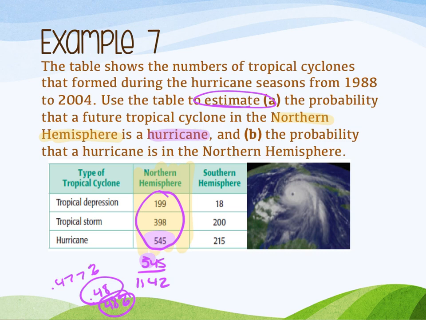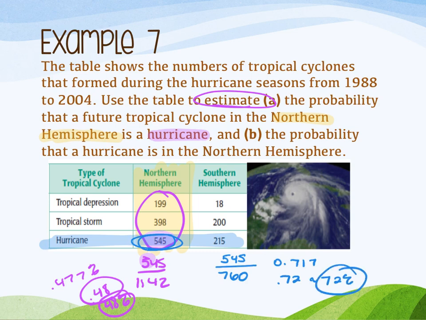B says the probability that the hurricane is in the northern hemisphere. So now I'm starting with the first being just the hurricanes, then the ones that are in the northern hemisphere. So I want the 545 again, but this time I'm taking it out of just the hurricanes, 545 plus 215, which is 760. And then 545 divided by 760 is 0.717 or 0.72 or 72%.